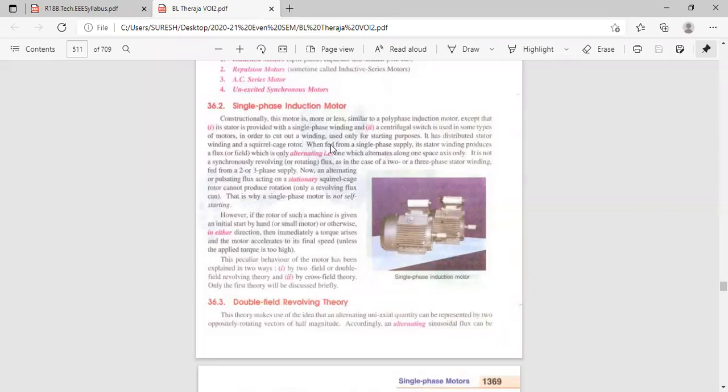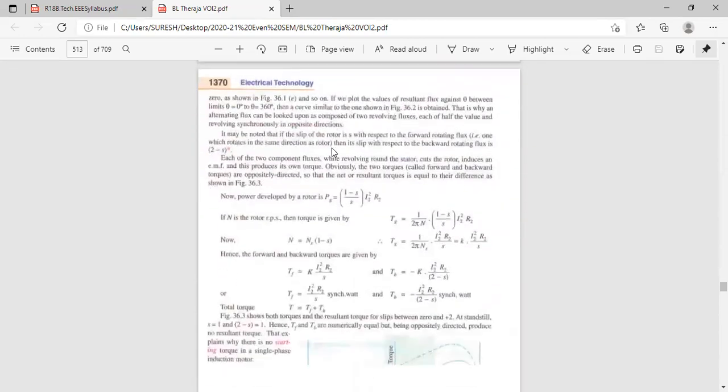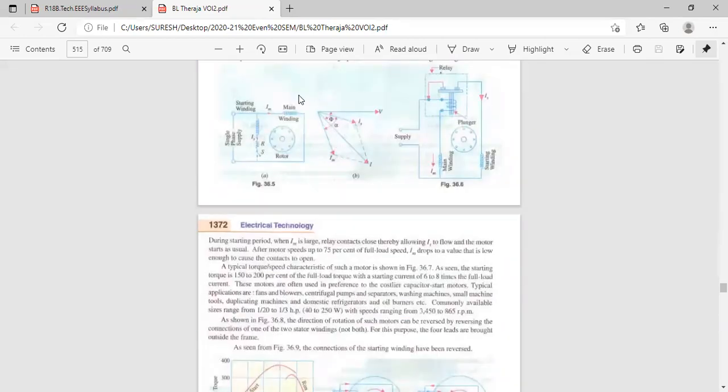From here, the operation will start. When fed from a single phase supply, when you apply the single phase voltage, its stator winding produces a flux which is only alternating, one which alternates along one space axis only. Understand this clearly what I am saying. When fed from a single phase supply, which one is fed in this circuit? There is no starting winding. Only we have our main winding. This main winding is fed from a single phase supply.